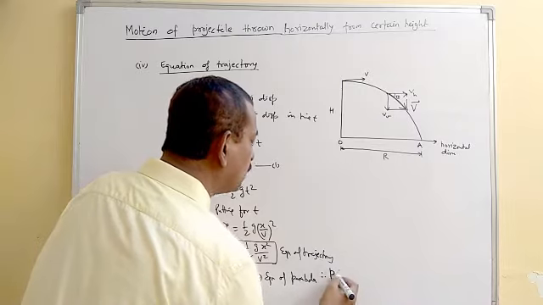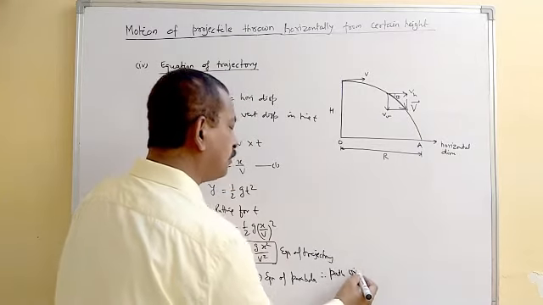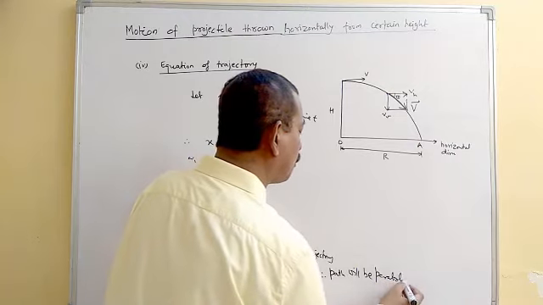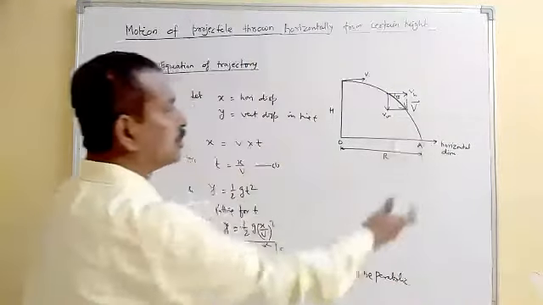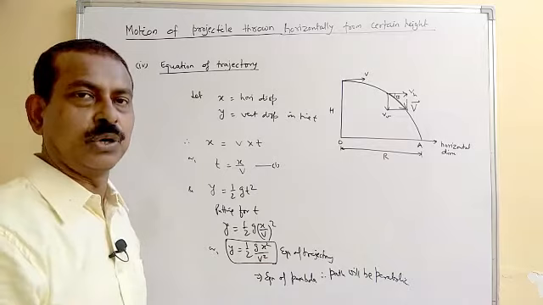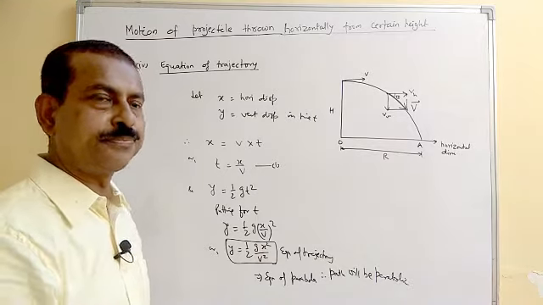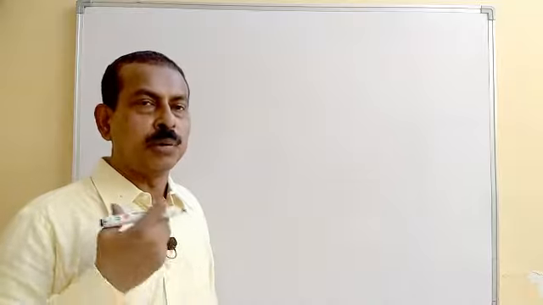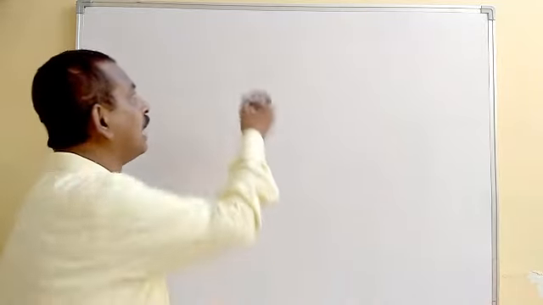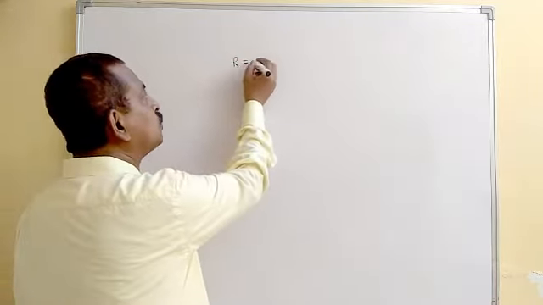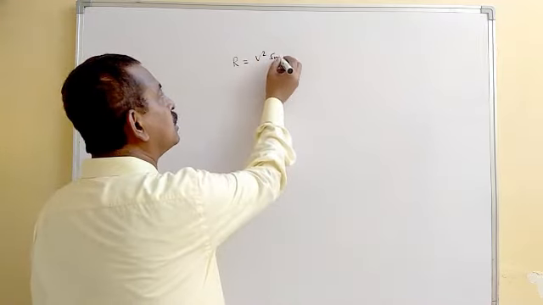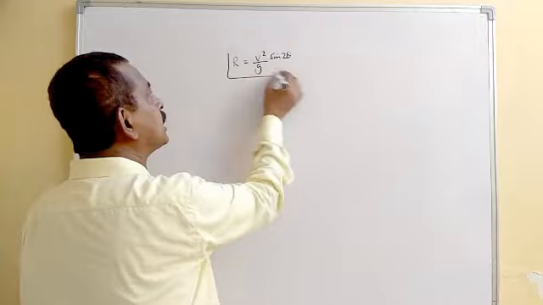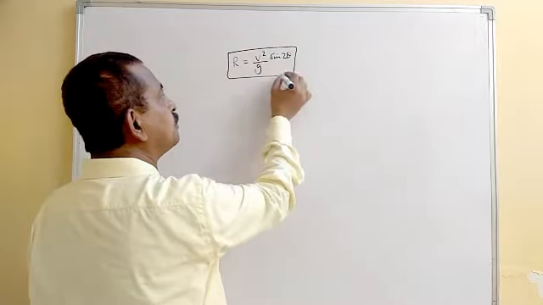Therefore, the path will be parabolic. So again, we get the path of the projectile as a parabolic one. For this case also, we have obtained the expression for the horizontal range for a body projected obliquely as r equals v square sine 2 theta by g. This is the expression for the horizontal range.